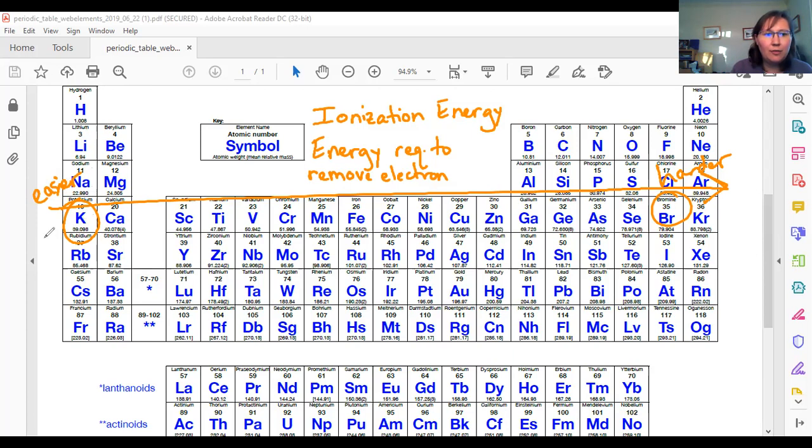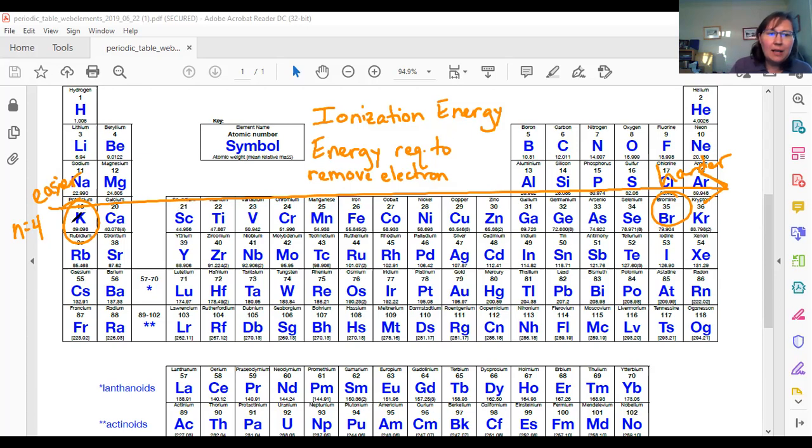So 1, 2, 3, 4. So this is N equals 4, energy level equal to 4. And potassium only has 1 electron in the N equals 4 energy level. And it's really easy to remove that 1 electron because it's only that 1 electron hanging out outside of the core electrons. It has argon and 1 electron, and that 1 lonely electron is really easy to remove.